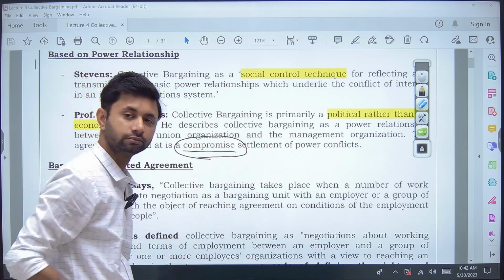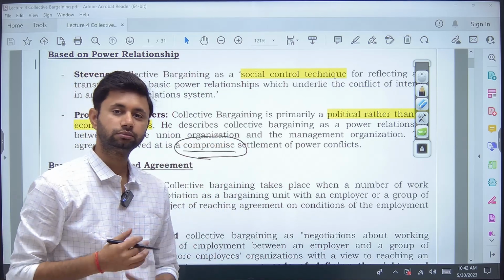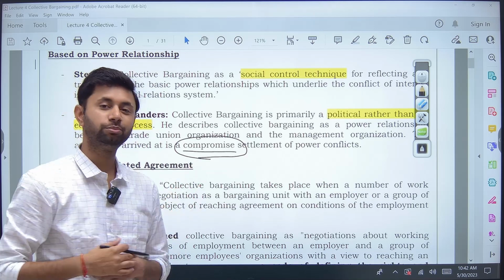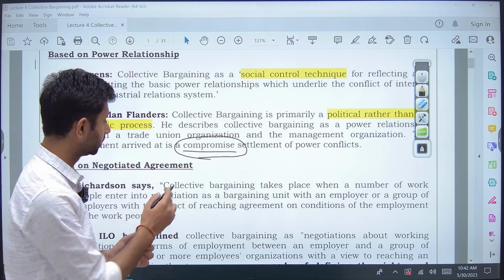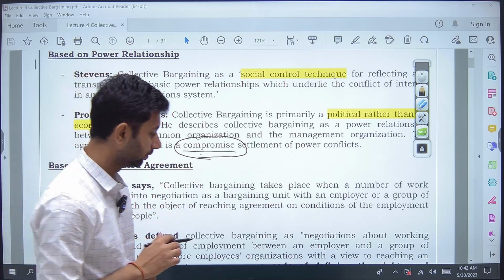Compromise. This is a very important keyword. And you'll understand its importance when we discuss various theories of collective bargaining. There, this key term will emerge once again. Okay.